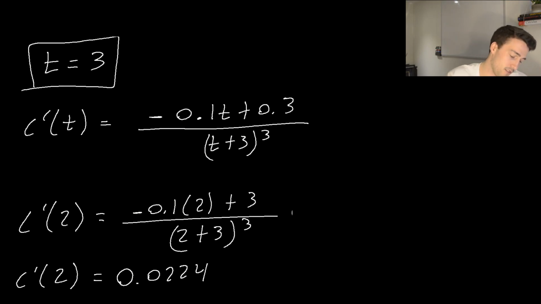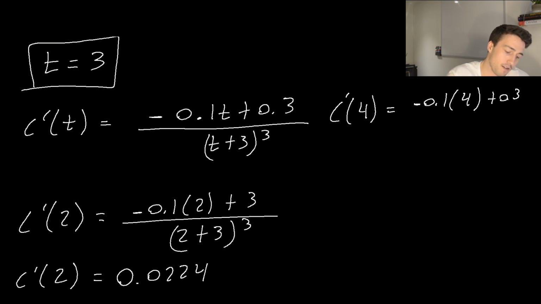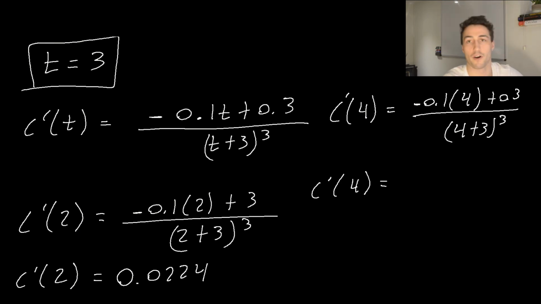We could probably see that it'll be positive based on just this numerator here, because the denominator is not affecting the positive or negative. But it's always good to just be thorough and check. The next point we're going to check, C prime, is going to be 4. So here this is going to be negative 0.1 times 4 plus 0.3 divided by 4 plus 3 to the power of 3. So again, we're trying to see if this is positive or negative.